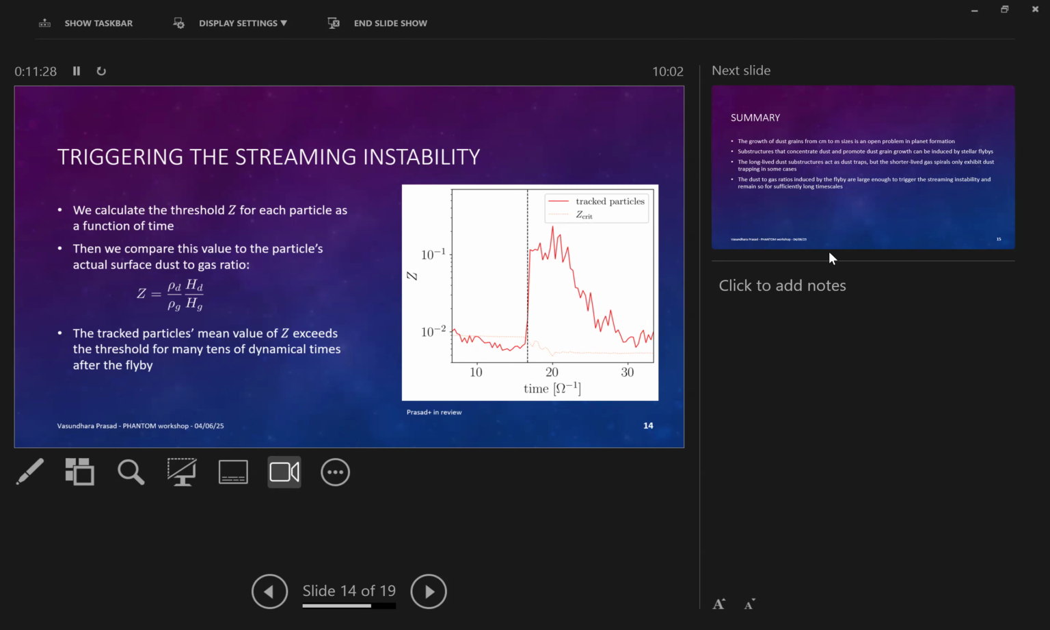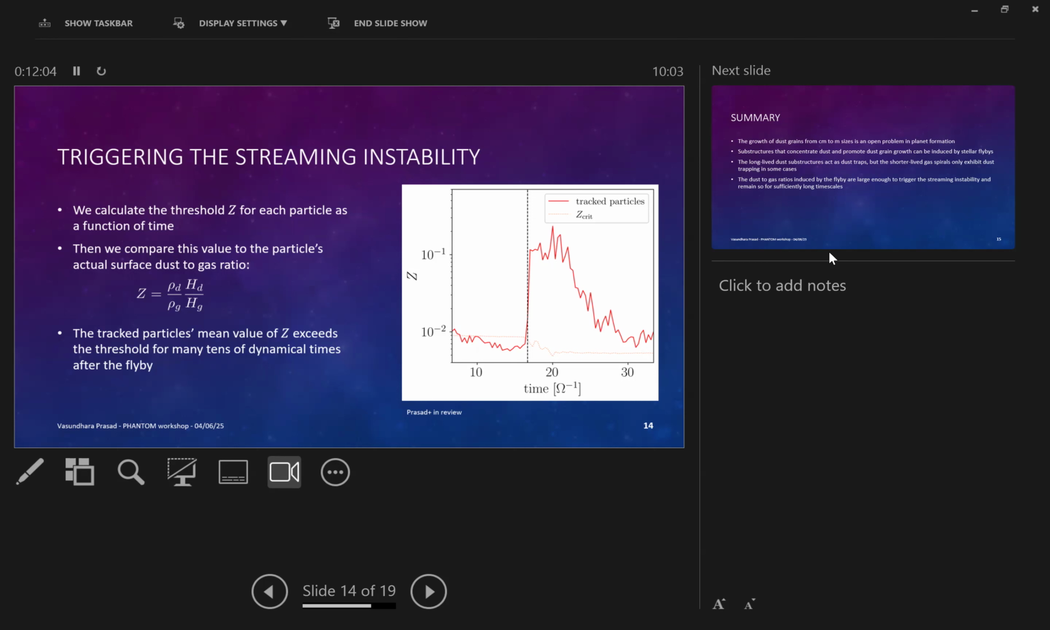And so we calculate the threshold value for each particle as a function of time and compare that to its actual value. Here we have that in the plot on the right. This dotted line here is the threshold value of the streaming instability that we need to exceed. And we can see that right on time at the flyby, we exceed that value. We go up to about 0.1 surface dust to gas ratio, and that remains above the threshold for the rest of the flyby. The time axis here isn't in years anymore, it's in dynamical timescales at the location of the substructure. And we expect the streaming instability to be triggered on the order of 1 dynamical timescale.